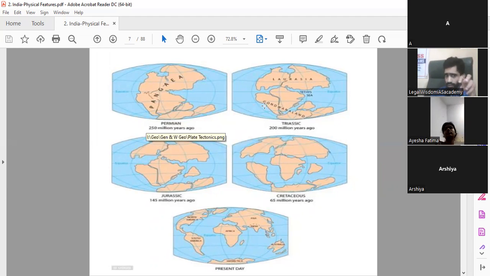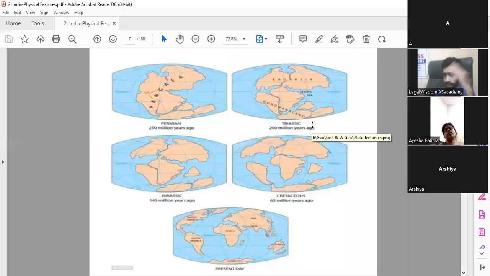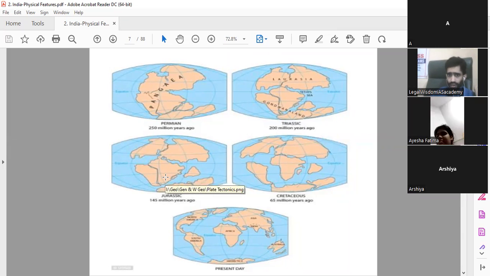250 million ago. उसके बाद में Triassic, 200 million ago, when in the Triassic age the northern part and the southern part was divided. Northern part came to be known as Laurasia and the southern part came to be known as Gondwana. Then उसके बाद Jurassic age में the Laurasia and the Gondwana land was making separation. So then you have the Cretaceous, 65 million years ago, and then you have the present age. ठीक है. Next.